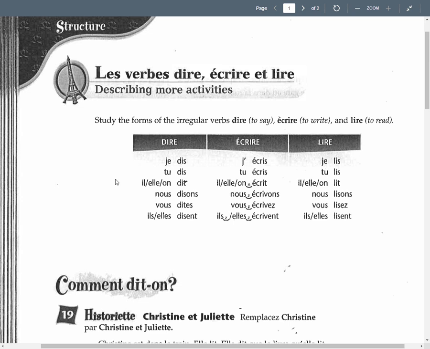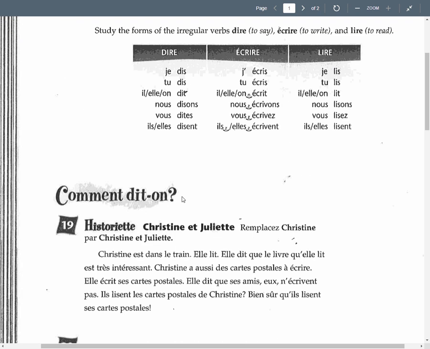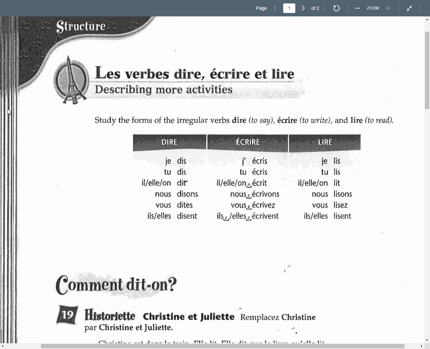So you see here the page that we're dealing with. It looks to be page 306 here on the PDF, but it's titled Les verbes dire, écrire, et lire. And then it gives us a kind of a verb table description of these three verbs. Dire is the verb to say, écrire is the verb to write, and lire is the verb to read.